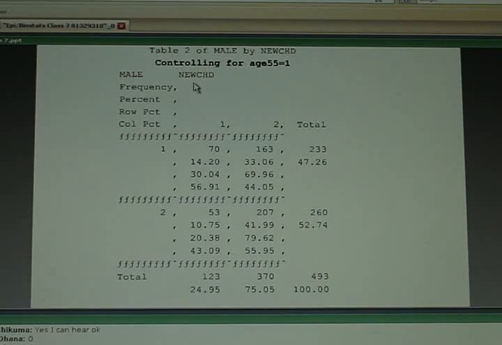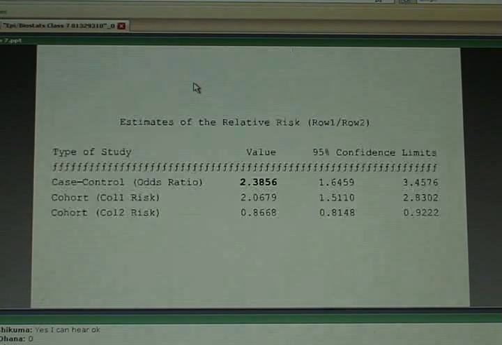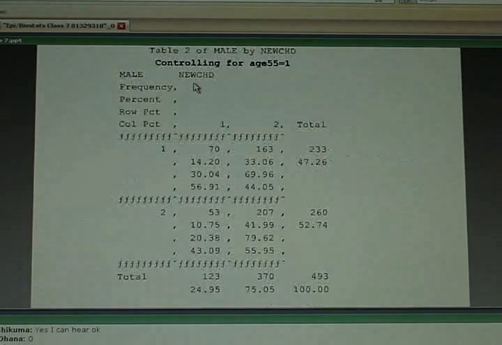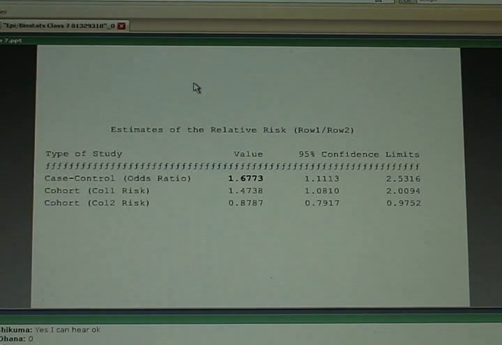So here are the 233 older men. Notice more of them got disease. 30% of them got disease. Here are the 260 older women. More of them got disease. 20% got disease. So unlike the previous table, let me go back to the younger table, where the risks were 22% and 11%. Now the risks have increased, 30% versus 20%. But again, I can compare old men to old women here. I'll get an odds ratio which is a little bit less than 2, 1.67, 1.7.